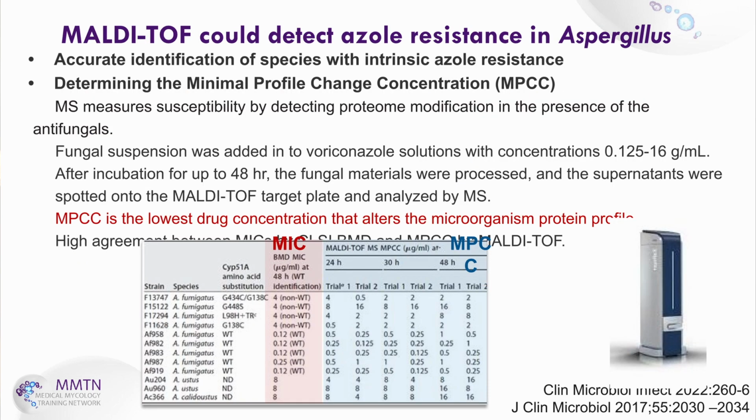MALDI-TOF is another potential technology to detect azole-resistant Aspergillus. It can detect azole-resistant Aspergillus by accurate species identification and/or by determining the minimal profile change concentration, MPCC. Based on the microbial mass spectrum, MALDI-TOF can differentiate species, including those cryptic species with intrinsic azole resistance. Besides, MALDI-TOF can measure Aspergillus susceptibility by detecting proteome modification in the presence of antifungals.